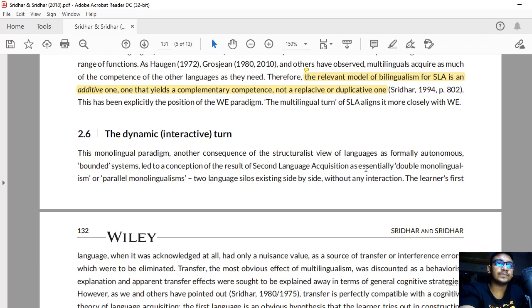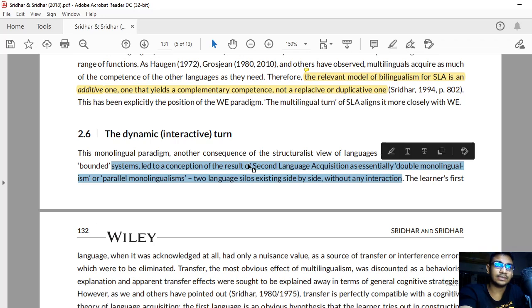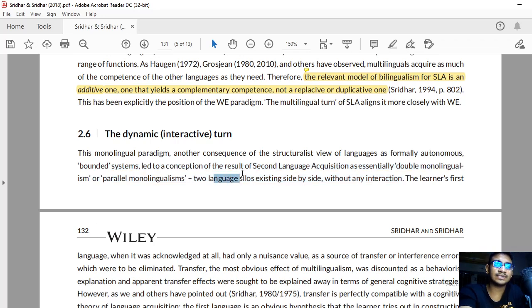Alright, so this means that before, when people used to believe in the monolingual paradigm, the monolingual bias, they used to think that languages, their grammar, are the most important part of languages. So when people learn two languages, it's like they have two separate areas in their brain where they keep their two languages, or if it's three languages, then three separate areas. So those things they used to consider were static, right? So without any interaction, as if there were language silos, language missiles existing side by side.